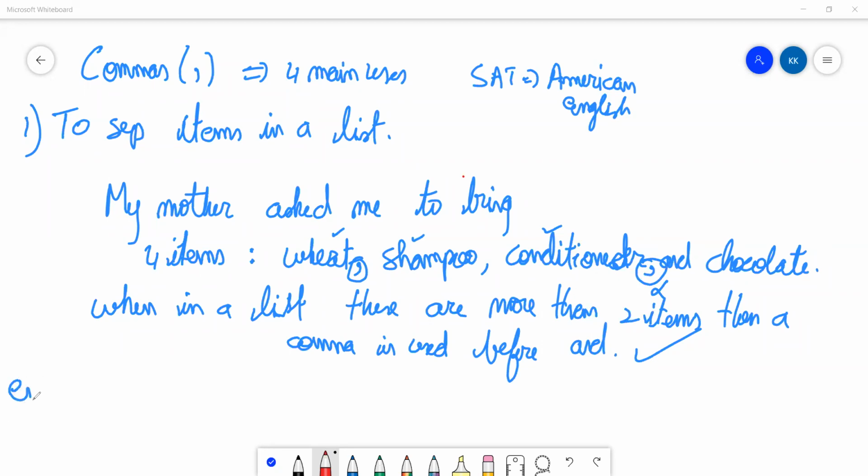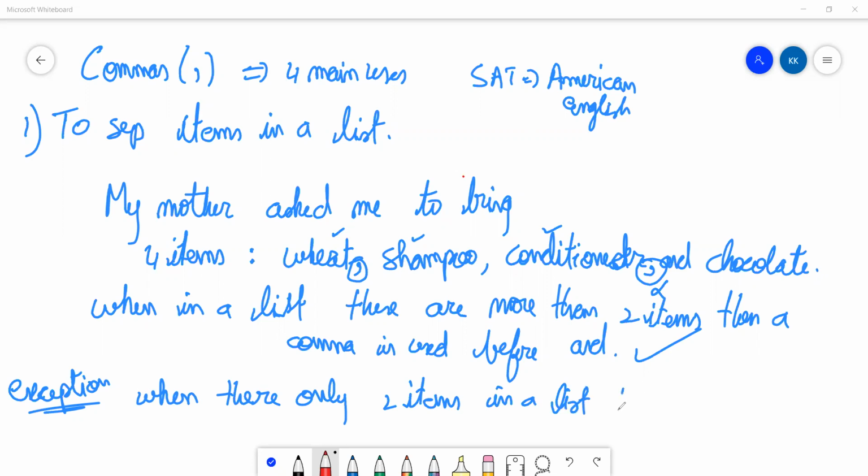Now, the exception here is when there are only 2 items in a list. When there are only 2 items in a list, then a comma before and is wrong.